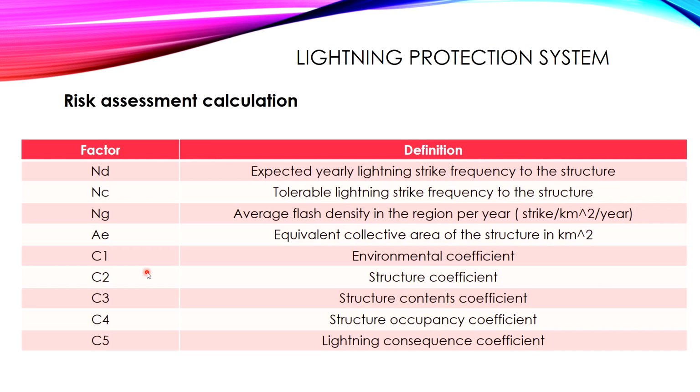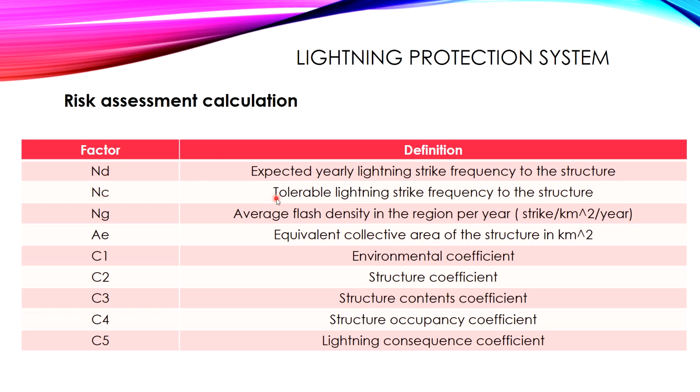So how to do the risk assessment calculation? First we have a group of factors and their definitions, which are important for us. Number one, we have a factor called ND. What does this represent? This represents the expected yearly lightning strike frequency to the structure we are protecting. What does this mean? This means how many strikes we expect hitting the structure per year. The expected number of lightning strikes to the structure per year.